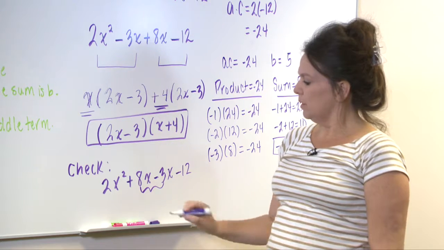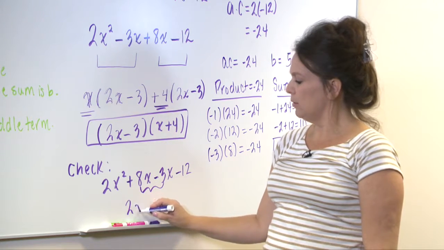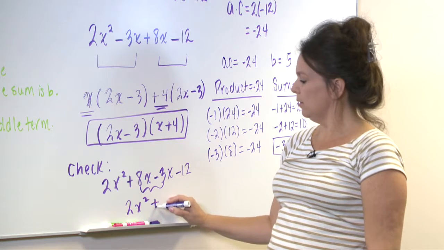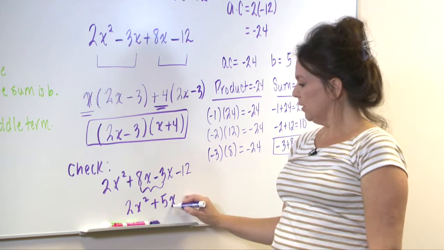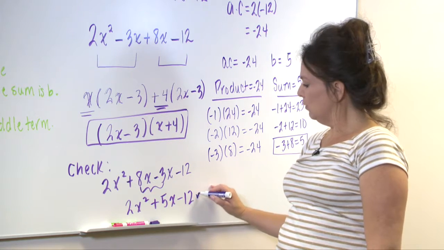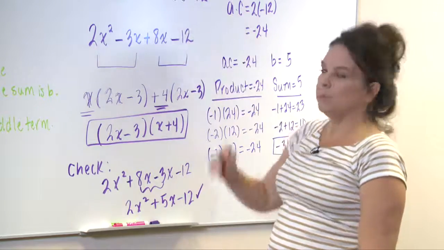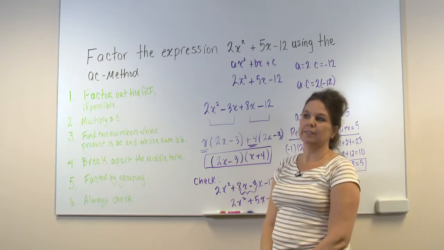These are like terms in the middle. If I combine those like terms, I have 2x squared plus 5x minus 12, which was the original expression, and the factorization checks.